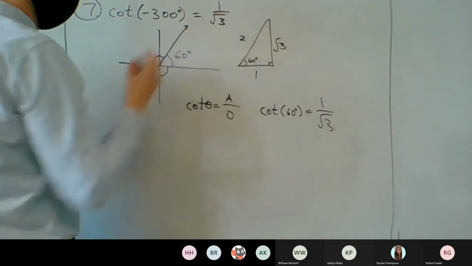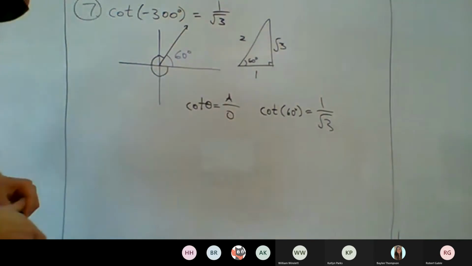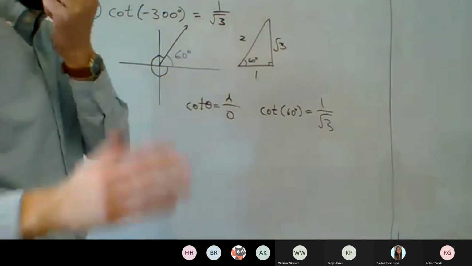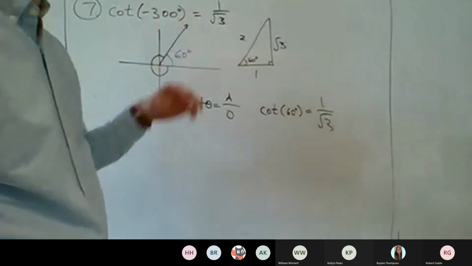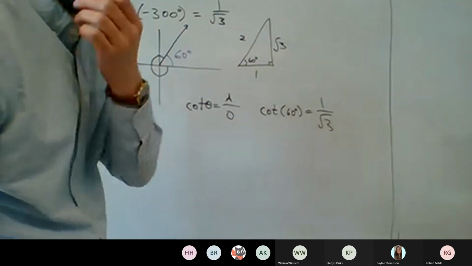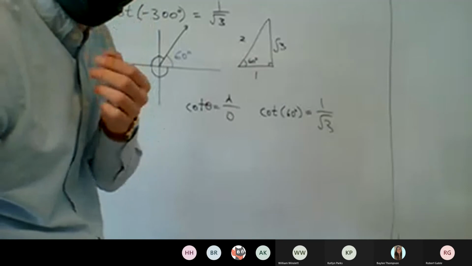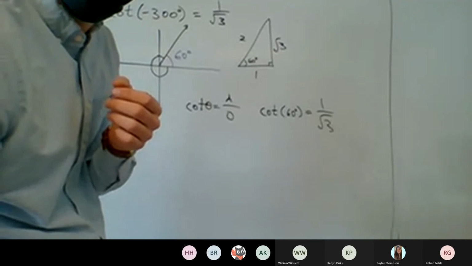1 over square root of 3. There we go. You could rationalize that, but I'm not worried about that. WebAssign would take this as an appropriate solution too, but you could definitely rationalize that if you wanted to. Okay, the next one is very similar, just in radians, so I'll skip that.